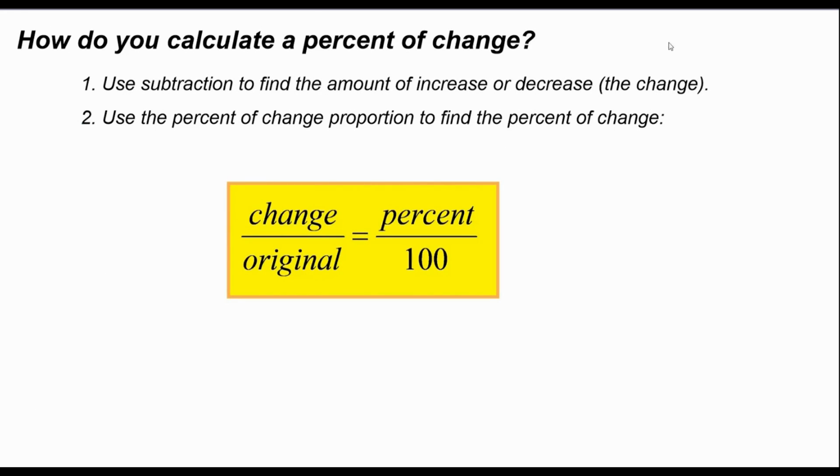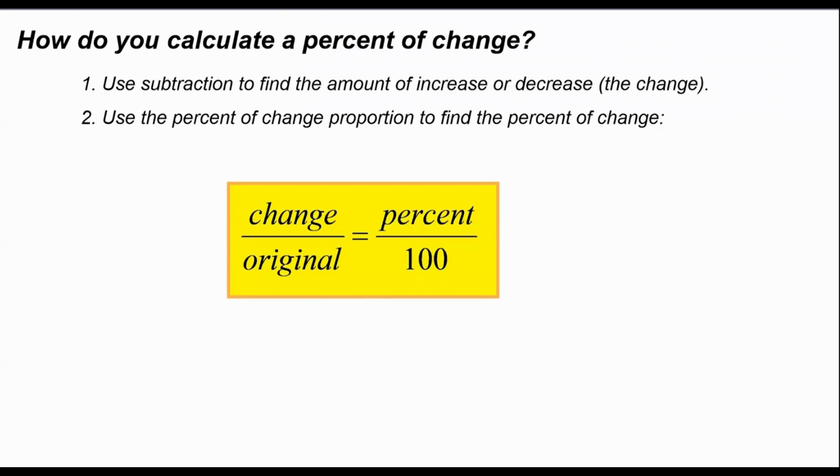So how do you calculate a percent of change? Well, we're going to use a proportion. Hopefully you should be comfortable solving proportions at this point, and we're going to use a proportion to calculate a percent of change. So the first thing we want to do is use subtraction to find the amount of increase or decrease. That's going to be the change. So we're going to subtract the original amount and the new amount to find out how much something has changed. And then we're going to use the percent of change proportion to find the percent of change.